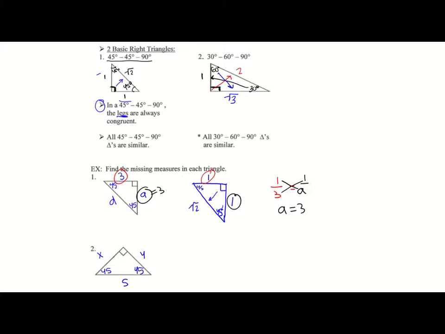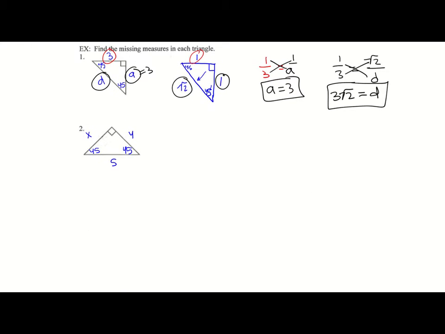And then we can do the same thing for our other missing piece. We have our proportion 1 over 3 is equal to square root of 2 over D. Cross multiply, 3 square root 2 is equal to D. And those are our missing measures.